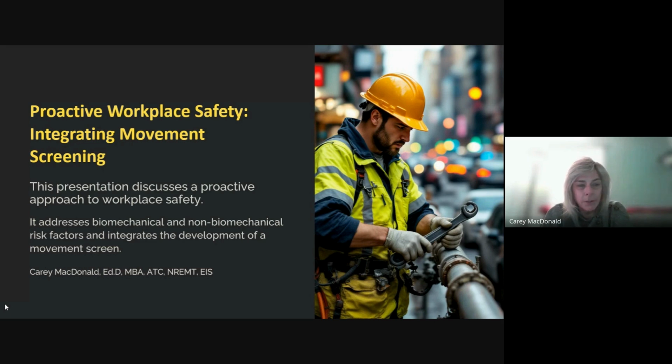So today I would like to talk to you about providing proactive workplace safety measures through integrating it with movement screens. So it's going to address the biomechanical and non-biomechanical risk factors and integrates the development of a movement screen that I have put together. So you can go to the next screen, Lexi.